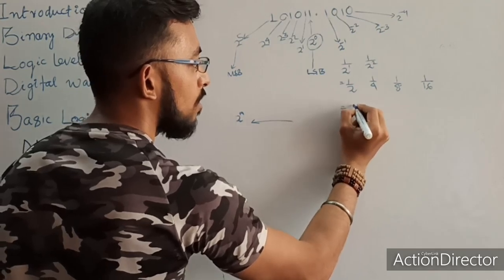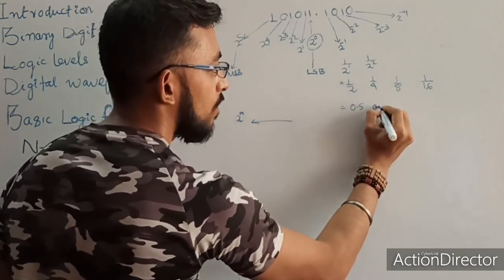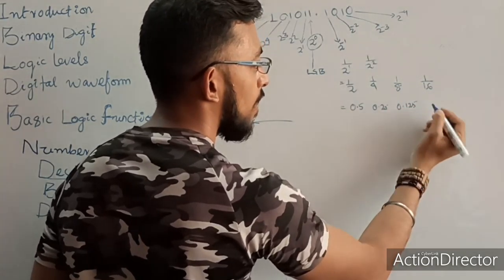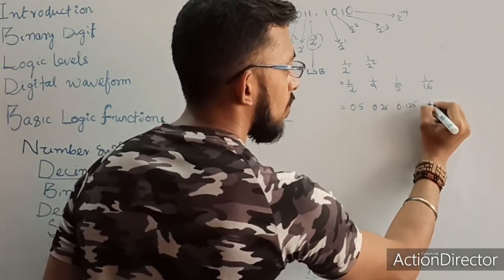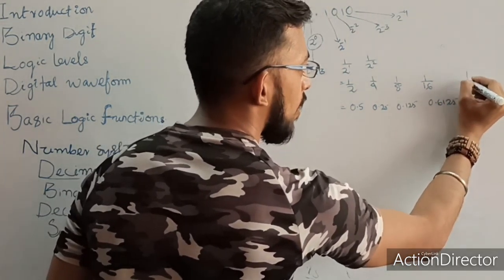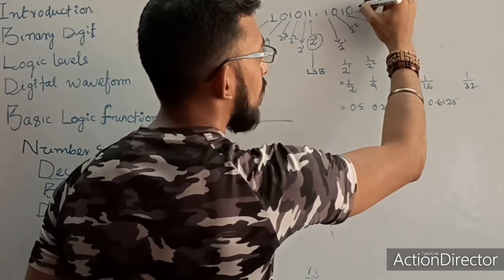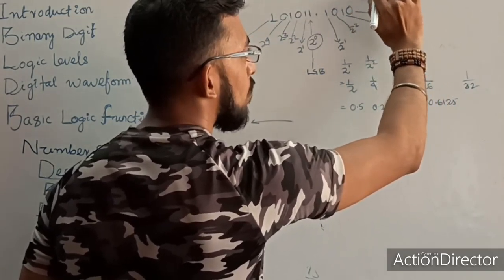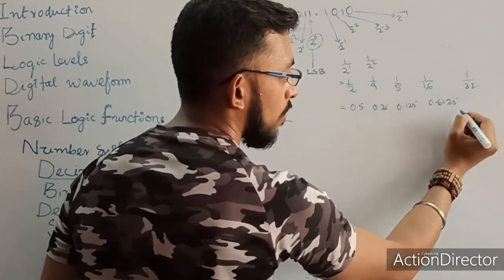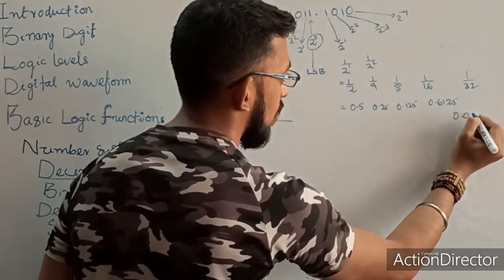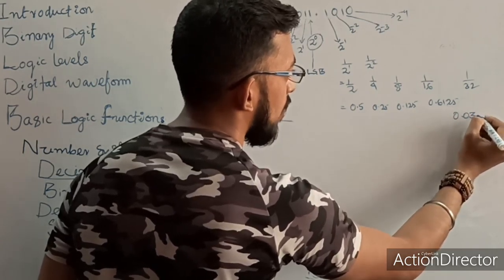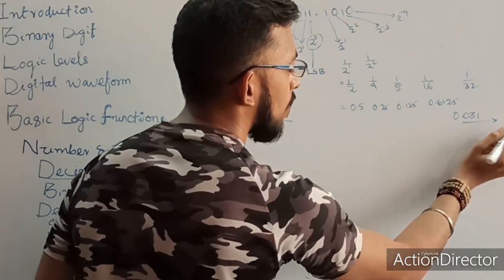So 1 by 8 means 0.125, and 1 by 16 is 0.0625. And the next value is 1 by 32, that is 2 power minus 5. Another digit whose weight will be 2 power minus 5, which is 1 by 32, will come like this, and the values continue in the same way.